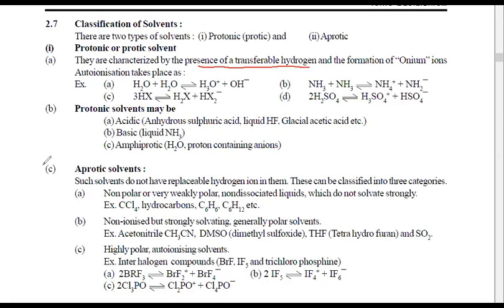Now, aprotic solvent, as the name suggests, aprotic means it does not have replaceable hydrogen or exchangeable hydrogen. For example, if you see the examples, most of the solvents are organic solvents, right? Most of the solvents are organic solvents, right everyone? Okay, got it? Tell me.